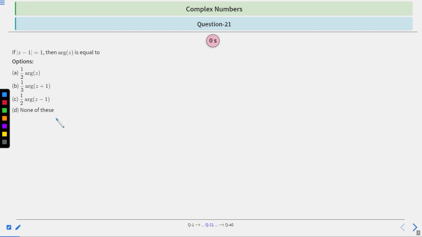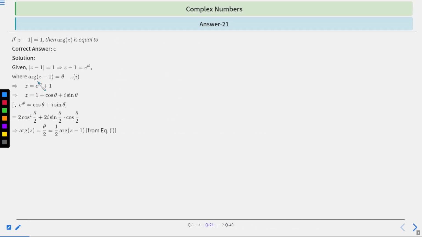Let's move to the solution part. In the given question, it is given that mod of z minus 1 is equal to 1. So, we can write z minus 1 as e to the power iota theta, where argument of z minus 1 is equal to theta. Since mod z minus 1 is given 1, we can write this.